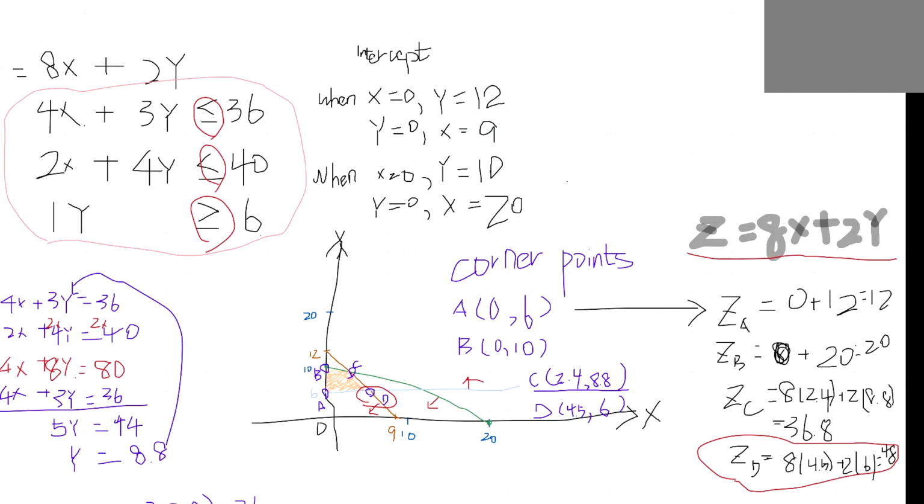Does it make sense? Yes. So this is how you solve it. You start with the objective function, identify the constraints, draw them on the graph, find the feasible area, and there are corner points. Find the corner points and pick the best coordinate that maximizes or minimizes the objective function. That's how you solve it.